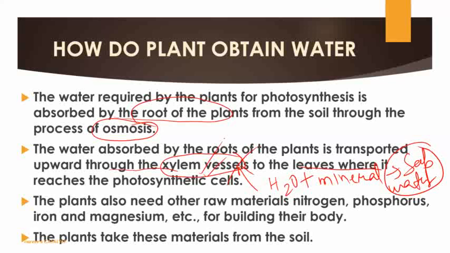The plant needs all these materials, nitrogen, phosphorus, iron, magnesium. These are very important for building the body of the plant, because it needs these nutrients for the metabolic activities carried out by the plant body. So the plant takes in all these minerals from the soil, because soil contains macro and micronutrients. We know about these. These nutrients are present in soil, so all these minerals will be taken up from the soil by the process of osmosis.